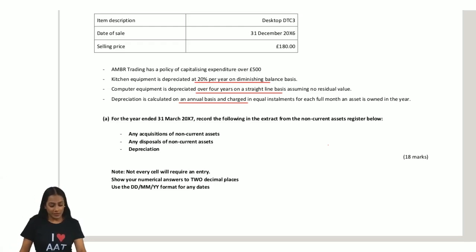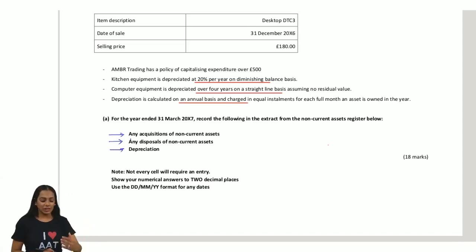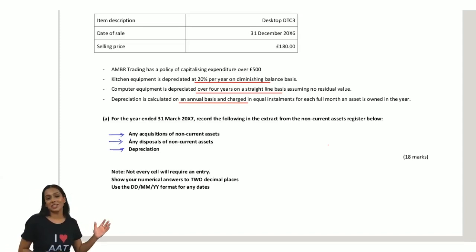We have the instructions stated very clearly that we are to record any acquisitions of non-current assets, any disposals of non-current assets, and any depreciation charges. Now, in the previous session, you would have remembered that we've done the acquisition of non-current assets and the relevant depreciation expenses for the period. We now need to deal with the disposal of non-current assets.